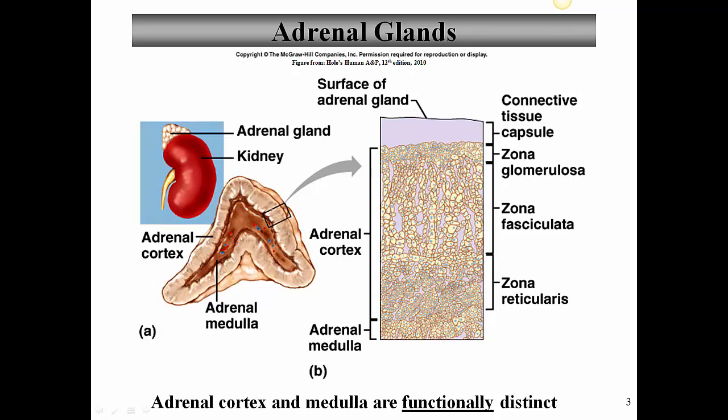Now, if we look at this histologically and blow this up, you'll notice that we have several different zones in the adrenal cortex. We have an outer zone called the zona glomerulosa, a middle zone called the zona fasciculata, and an inner zone called the zona reticularis. In general, each of these zones secretes a different class of hormones, and we're going to talk about those in a little while. You'll also see that the outer portion of the adrenal gland has a connective tissue capsule, similar to the capsule that we saw when we talked about the thyroid gland.